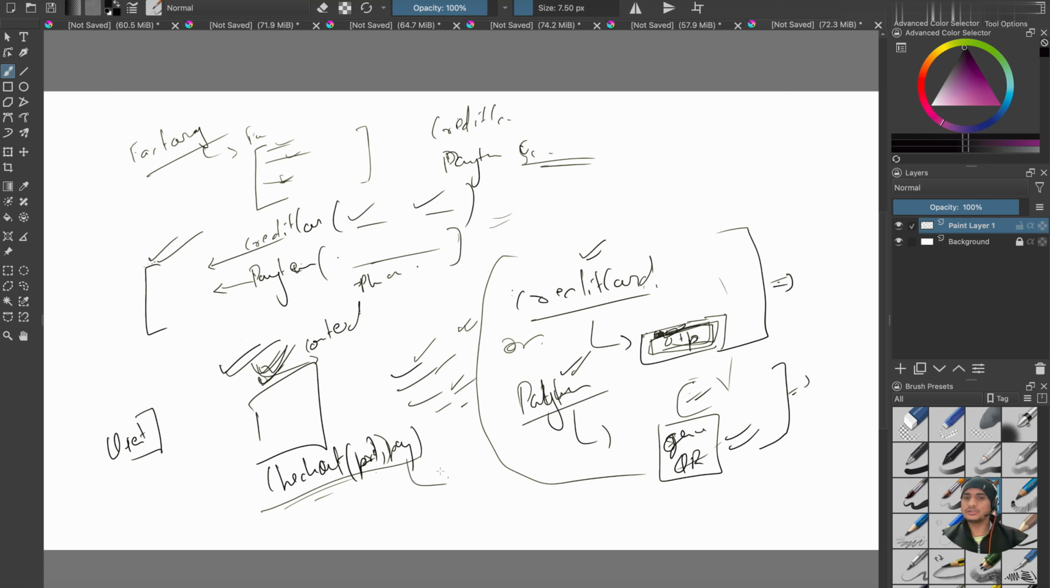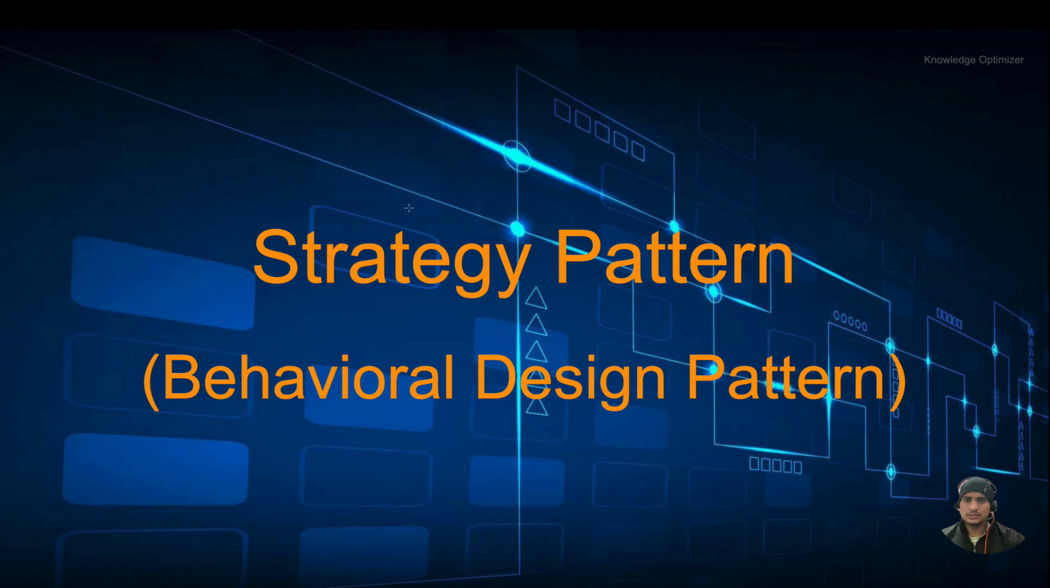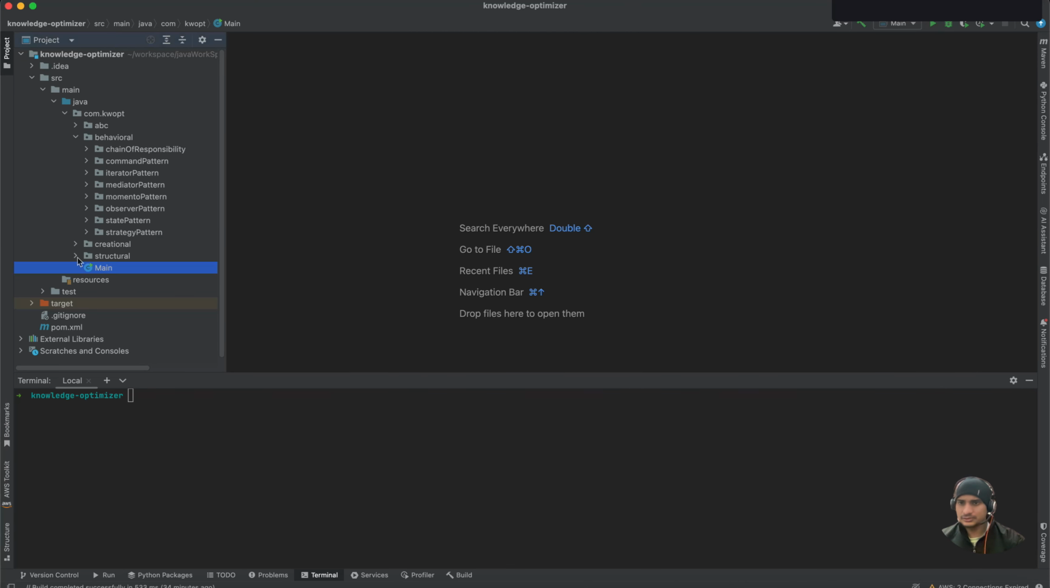So on the basis of payment mode, there would be different strategies. Credit card is a strategy, Paytm is a strategy. There would be a strategy for Paytm, and what action would be performed would be decided in the strategy we have set in the context. Okay, so let's see the same through an example.